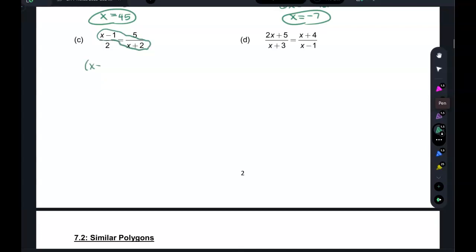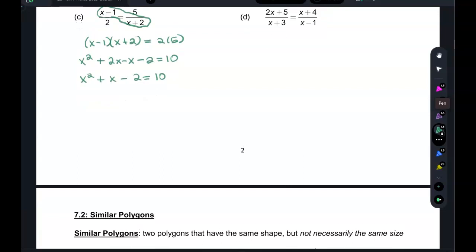So I have x minus 1 times x plus 2 equals 2 times 5. Now on the left side, I have to do FOIL. We have to multiply it out. So it's going to be x squared plus 2x minus x minus 2 equals 10, or x squared plus x minus 2 equals 10. We have a quadratic, which means we have to get everything on the same side. So I'm going to subtract 10, so that's going to make that a minus 12.